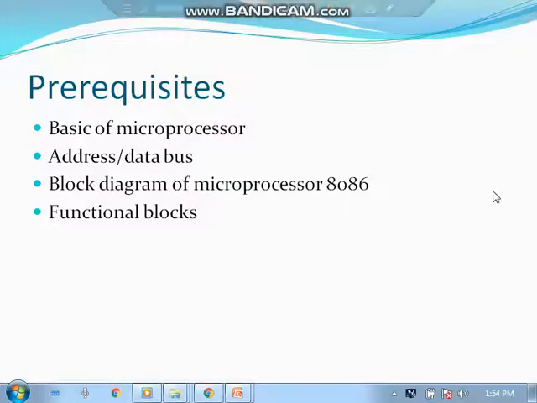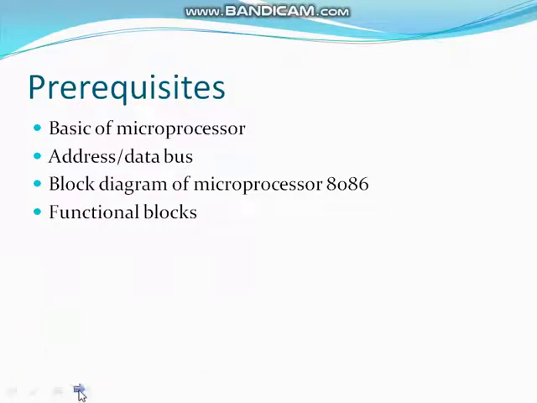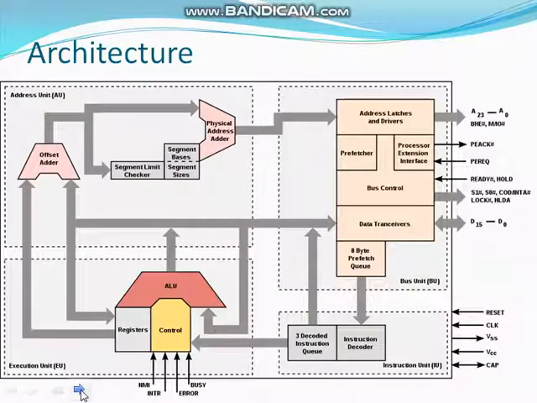Okay, I hope everyone has gone through the architecture of 8086 and you may observe that there are only two sections in 8086, that is the BIU and EU, the bus interface unit and execution unit. But if you observe the architectural diagram of 80286, there are four building blocks.